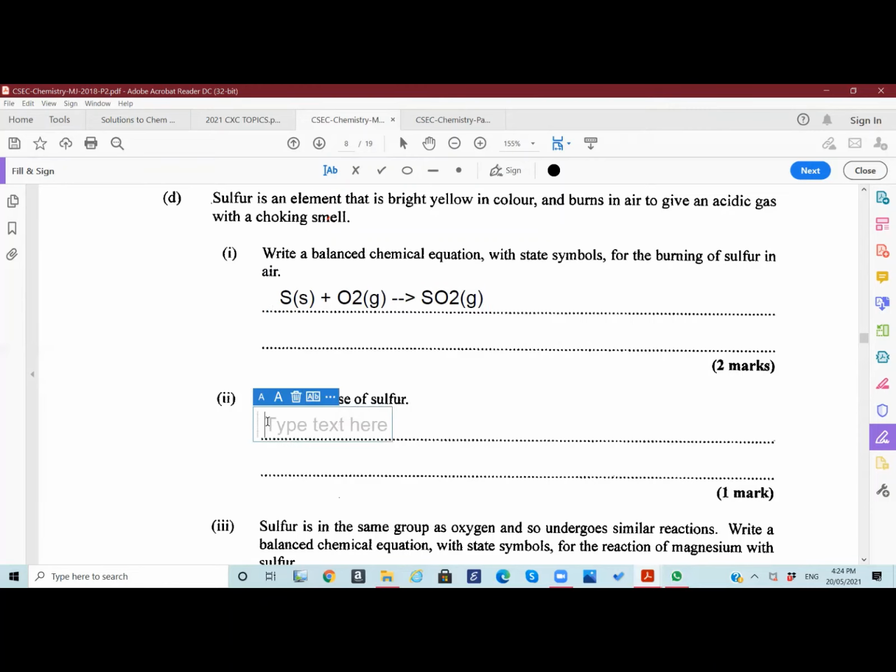State one use of sulfur. Well, sulfur can be used in the manufacture of sulfuric acid, gunpowder, matches. Can be used in fungicides, pesticides, and vulcanized rubber. So those are some uses, but they just want one use. So let's put it is used in the manufacture of gunpowder.